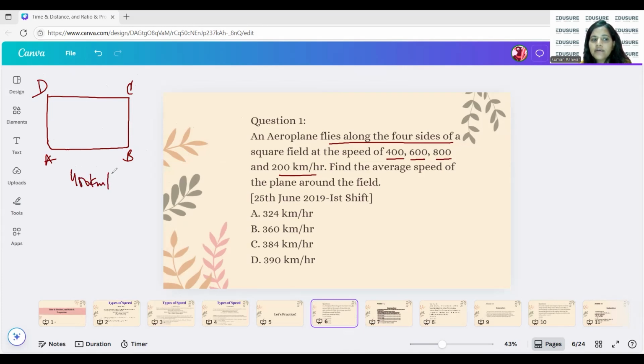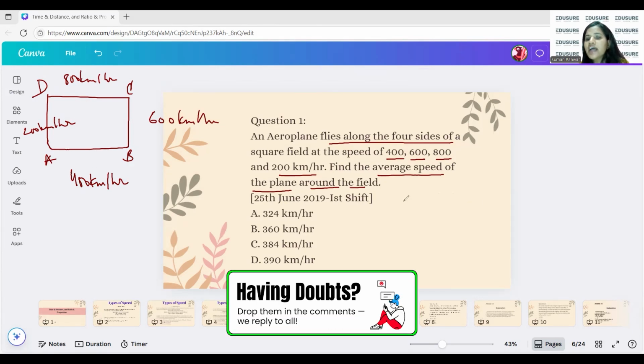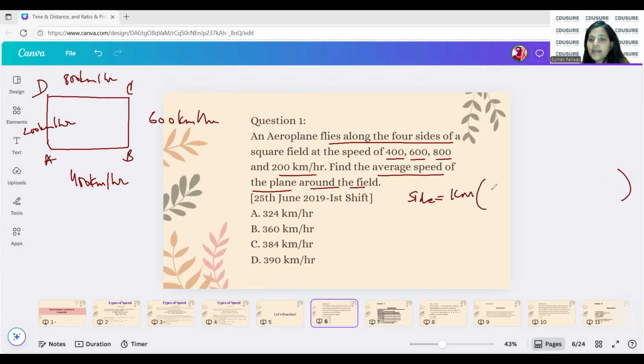So 400 kilometers per hour, then 600 kilometers per hour, then 800 kilometers per hour, and then this is 200 kilometers per hour. Find the average speed of the plane around the field. Okay, first of all, we should know what is the side of the square. The side of the square can be found by the LCM of 800, 600, 400, 200. Now, why are we doing that? Because it makes our calculations very easy.